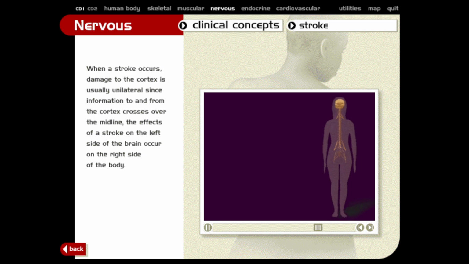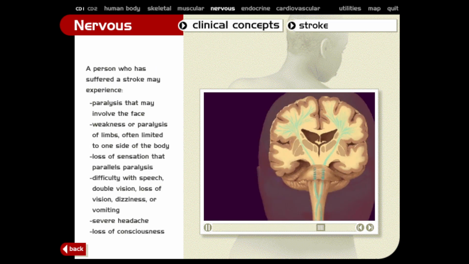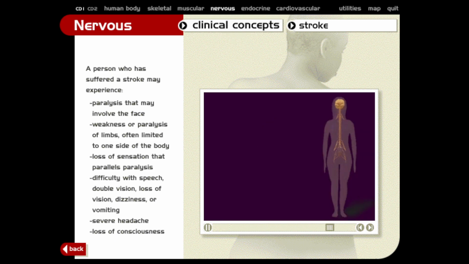A person who has suffered a stroke may experience paralysis that may involve the face, weakness or paralysis of limbs, often limited to one side of the body, loss of sensation that parallels paralysis, difficulty with speech, double vision, loss of vision, dizziness or vomiting, severe headache, loss of consciousness.